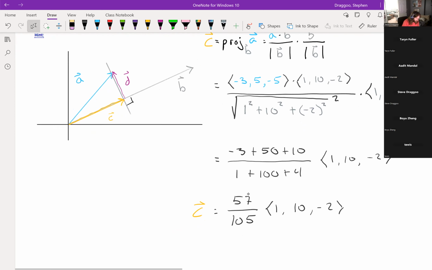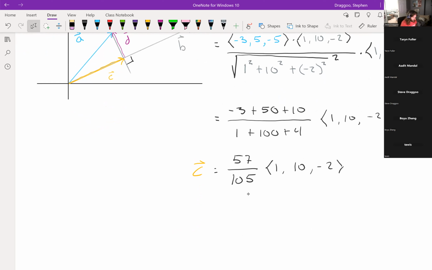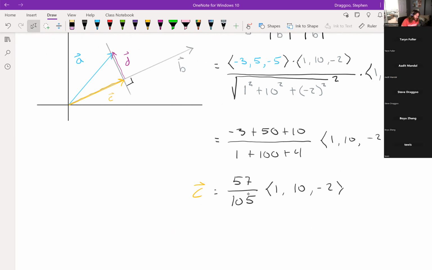Now, to get to the other half, because we wanted to decompose this vector A into both a parallel and a perpendicular component, so we still need to get our perpendicular component D. But it's helpful to notice here that if we're decomposing A into its parallel and perpendicular components, that means that if we added those two components together, we would get back to A, right?